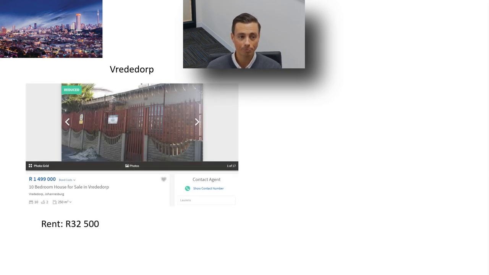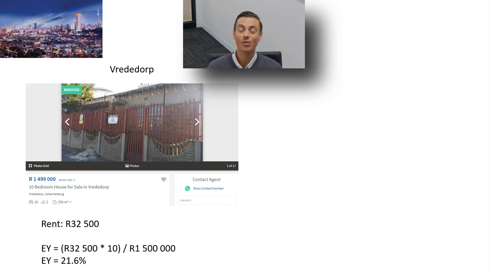I also had a look at Gauteng. Here we've got Vredesdorp, which is in the CBD, close to Braamfontein, that kind of area. Here's a 10-bedroom house for sale for 1.5 million with the potential of 32,500 Rand in rent, effective yield of 21.6%. Amazing. You're going to be smiling all the way to the bank with a great, juicy, positive cash flow investment.